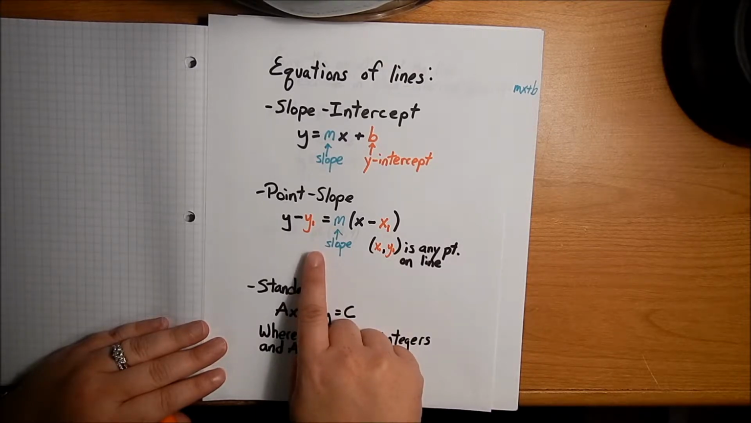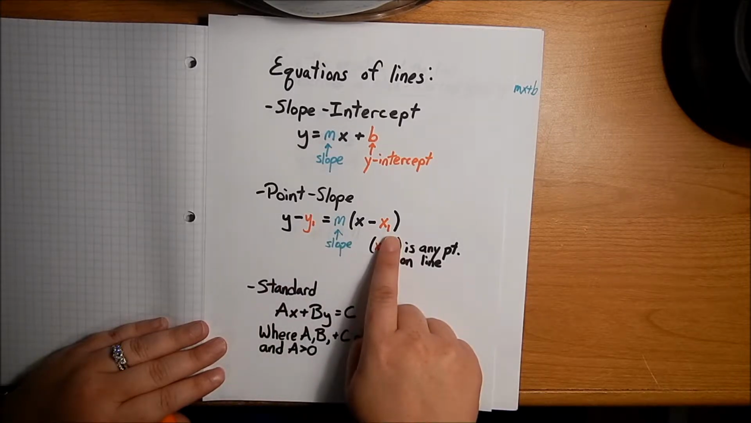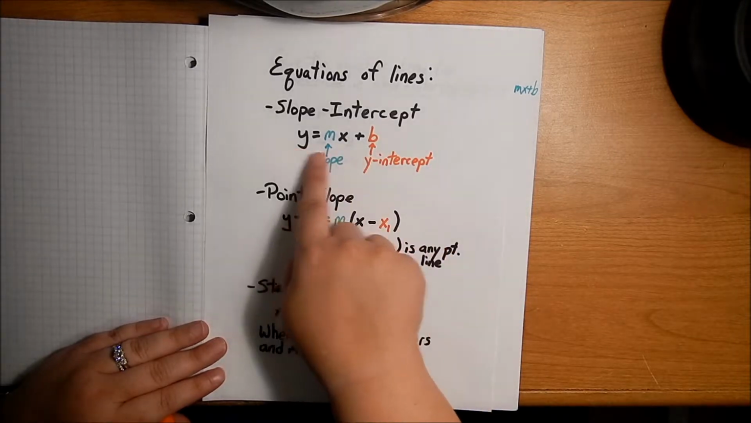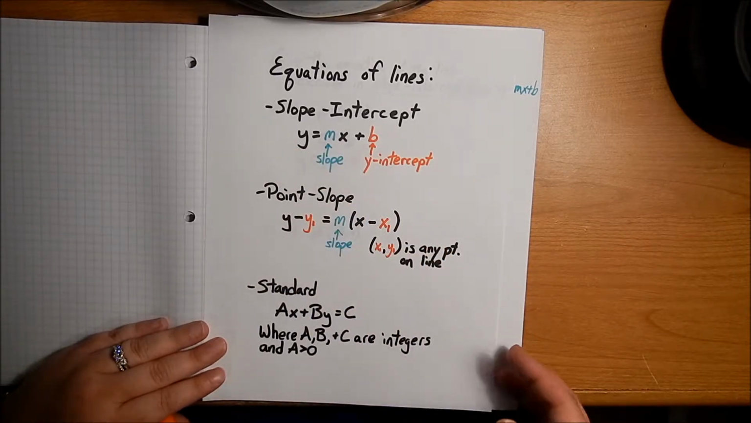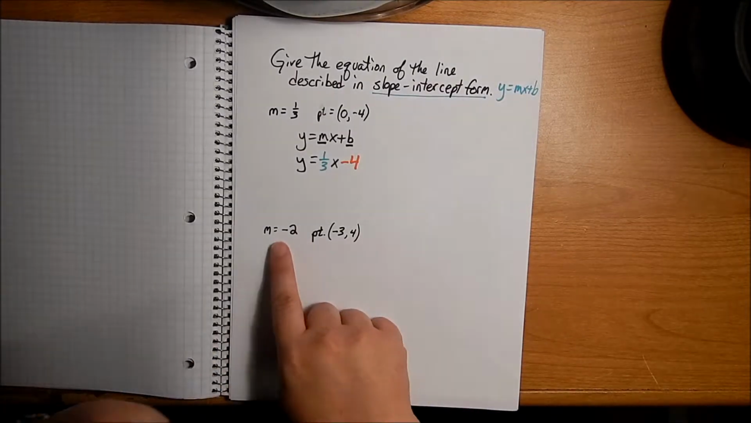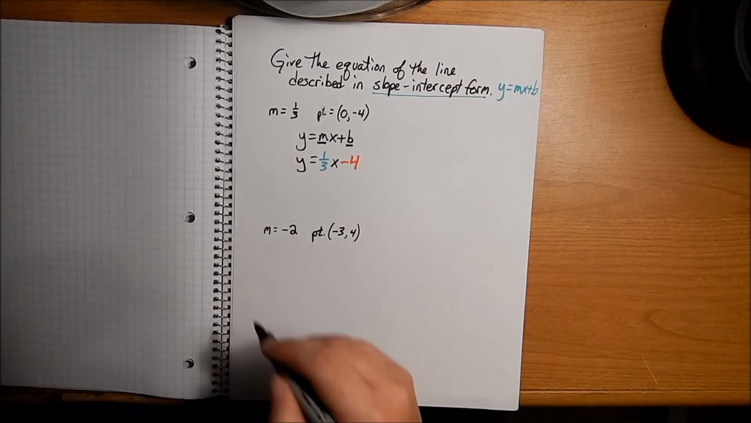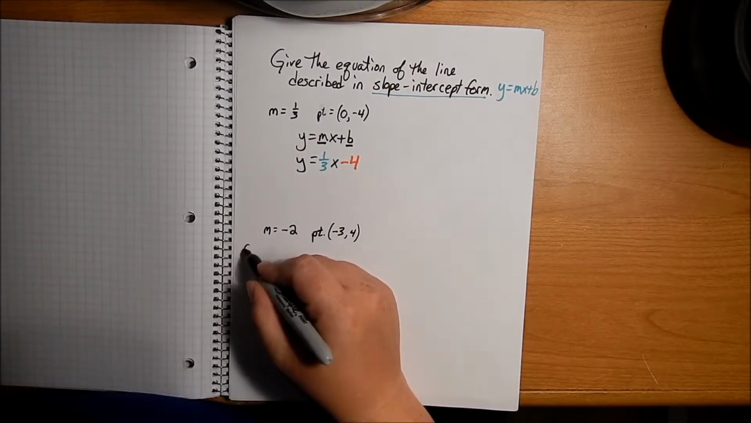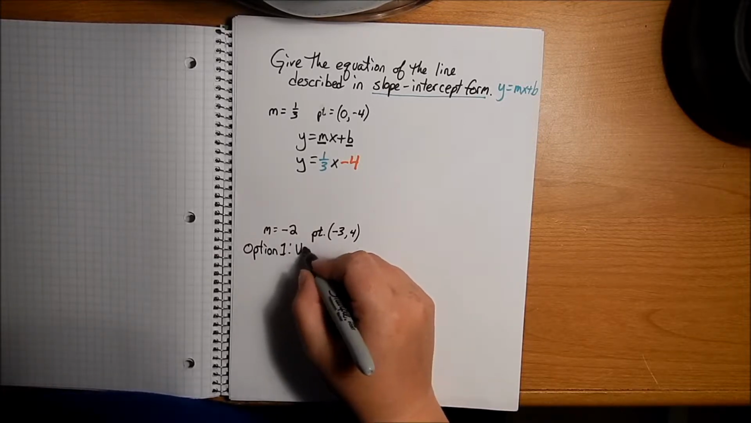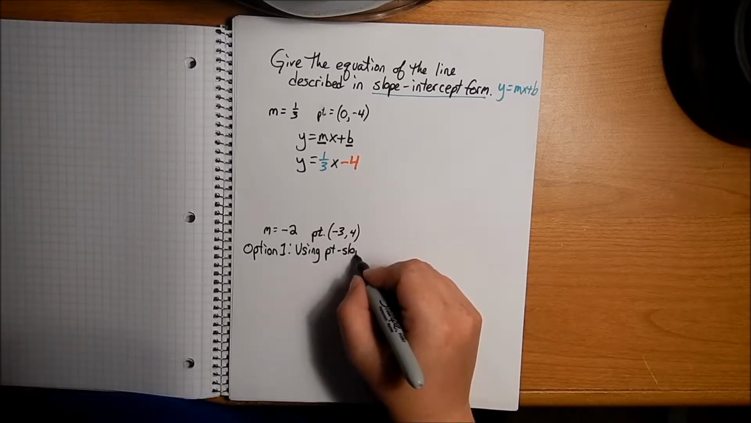I can just plug in the slope and the point, and that gets me point-slope. But since the directions explicitly stated that I need slope-intercept form, I can write it in point-slope form first, and then just rewrite it into slope-intercept. Or there is a way that I can jump right to slope-intercept. So I'm going to show you both ways, and it's up to you what you want to do. So first, if I have a slope and a point, let's just jump right into using point-slope form. So we'll call this option 1, using point-slope form.